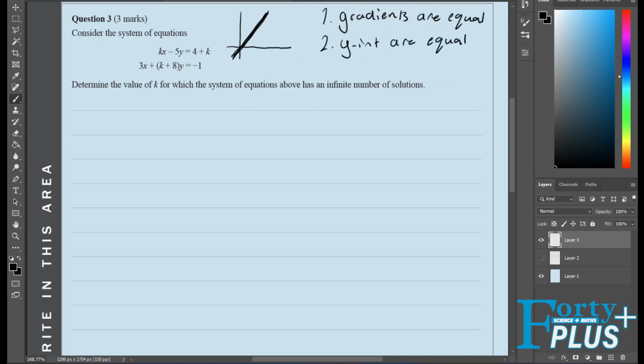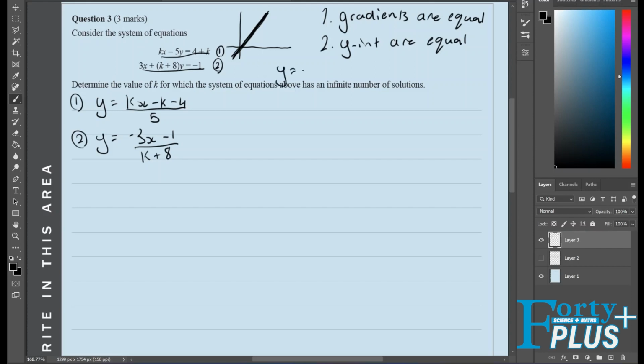So knowing this, we're going to use these two pieces of information to guide us through this question. The first thing that we need to do for both of these equations is we need to rearrange to make y the subject. So for equation 1, it's going to come out as y equals kx minus (k minus 4) over 5. And equation 2 is going to come out as y equals minus 3x minus 1 over (k plus 8). So our first condition is that the gradients need to be equal.